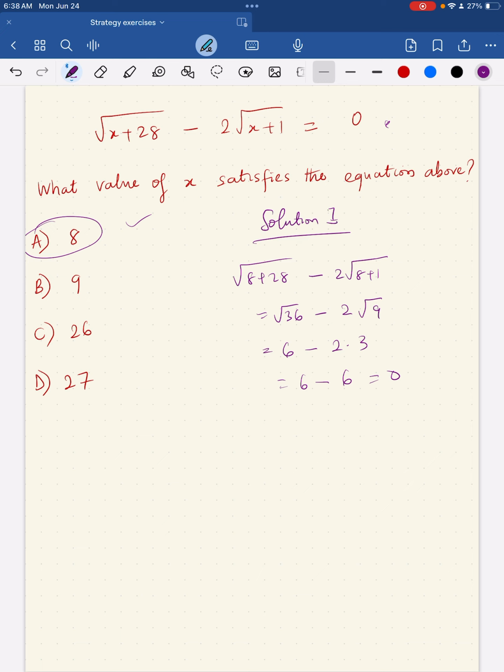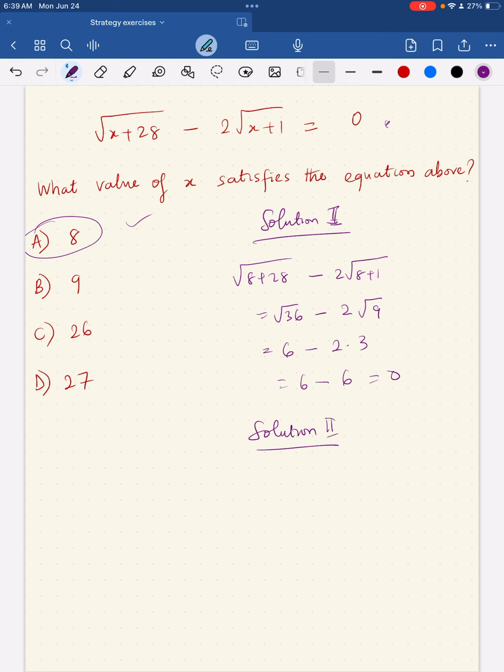Another way you can solve this problem, and this would work particularly if you don't have options. You know, there is a part of the SAT where you don't have options, where you just have to grid in the answer. So this solution will work for that part of the SAT section. So solution 2.